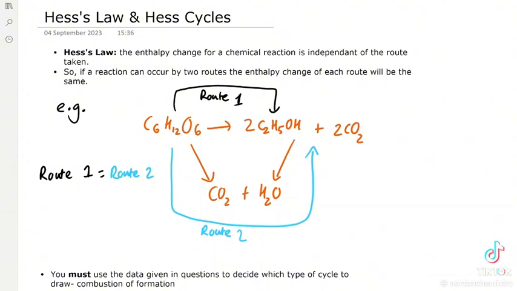Hess's Law says that the enthalpy change for a chemical reaction is independent of the route taken, and this means that if a reaction can occur by two routes, the enthalpy change of each route will be the same. So for example, in respiration, glucose goes to ethanol and carbon dioxide, and this reaction can occur by the first route, which is the normal route, and another route, which is the combustion route. And you can see that in this diagram, route 1 is equal to route 2. And this is essentially what Hess's law means, that if a reaction can take place by more than one route, then each route will have the same enthalpy change value.